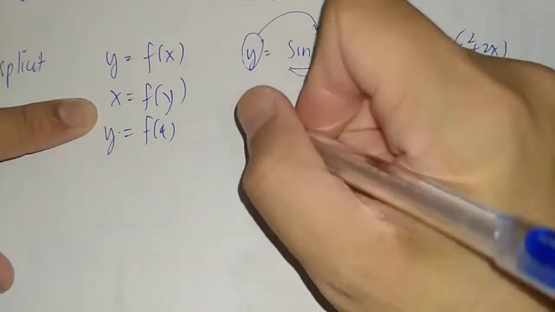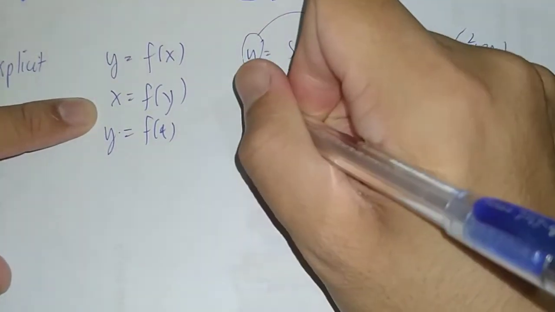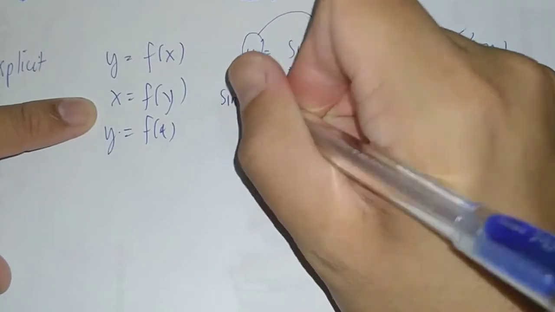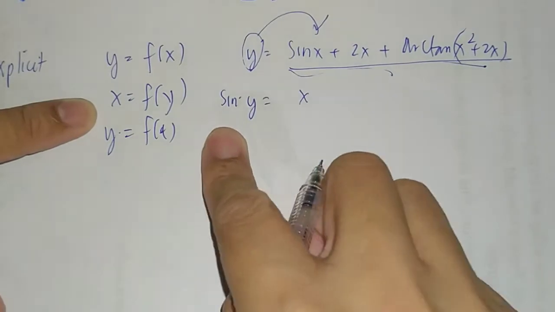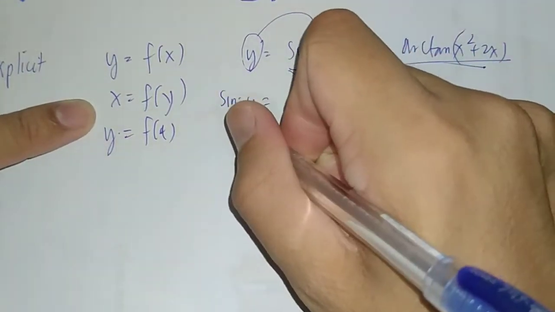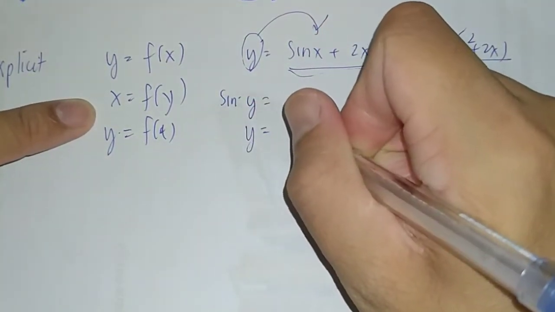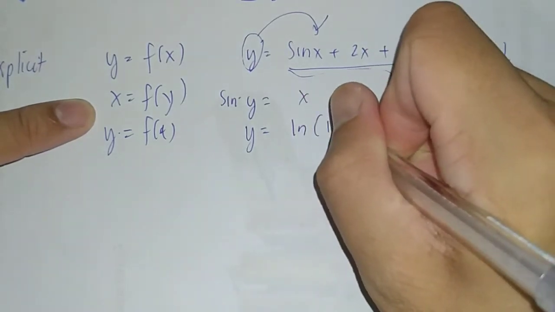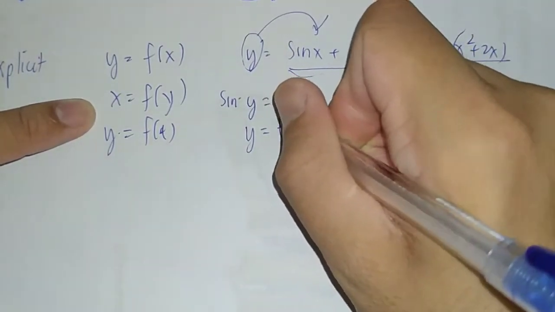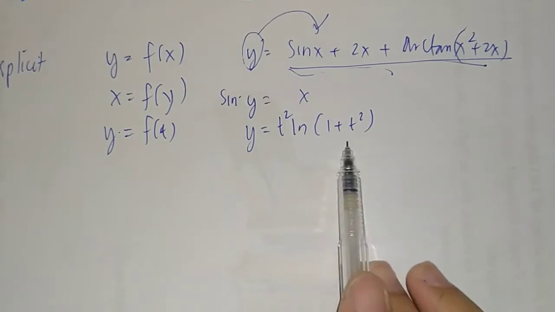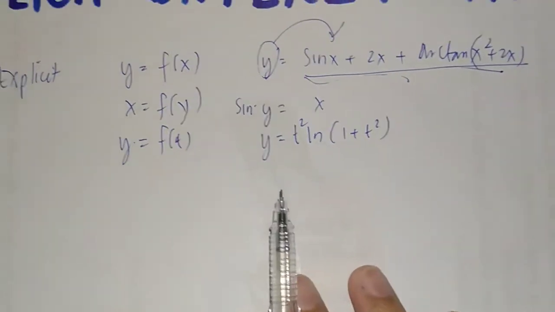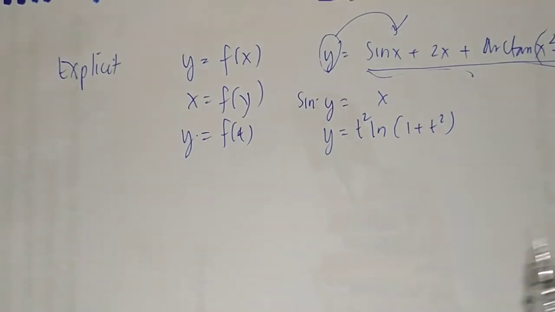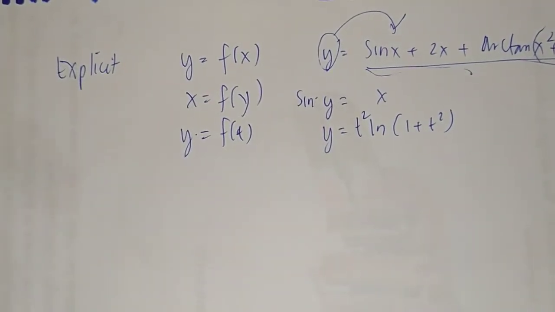So, pagka naman ito, ang example ko dyan, say sin y is equal to x. So, x is equal to sine y. So, it's a function of y. Or, y is equal to ln of 1 plus t squared multiplied by t squared. So, that is a function of t, naka-express yung y as a function of t. So, that's called explicit function when a function can be expressed into another variable.